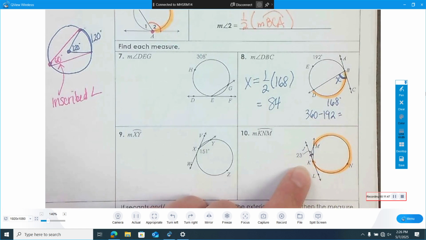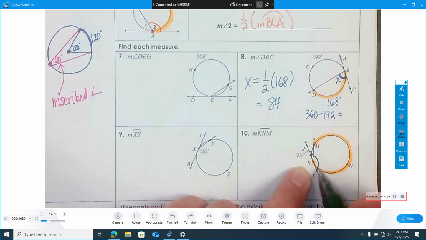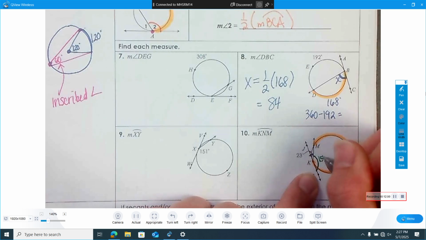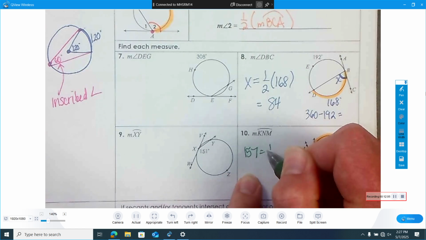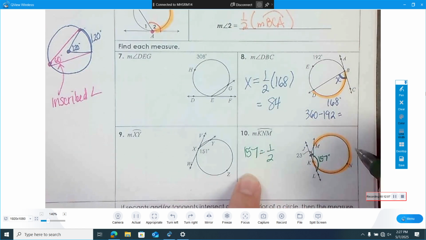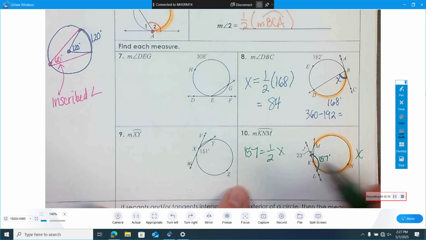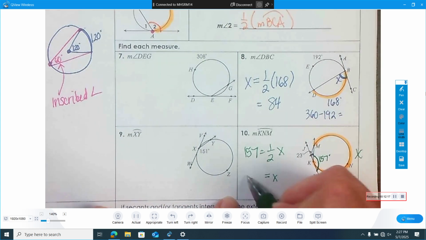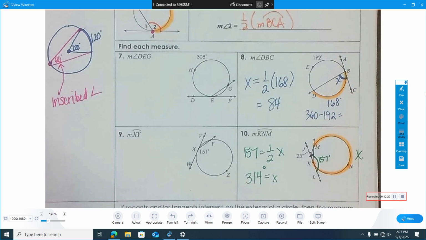Okay, so 180 minus 23. So Vic is saying we can find this other side. If we know the angle is 23, what's the green angle over here? 157. All right, and so my angle is half my big arc, which I'm going to call X. So what do we have to do to find the arc measure? Multiply it by 2. So X equals 314 degrees. There are many, many ways to do this question.